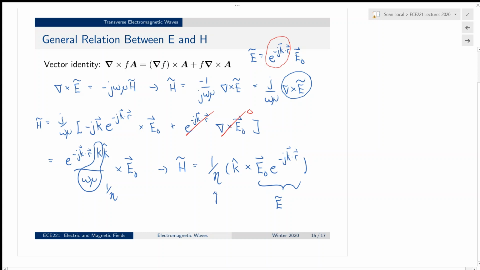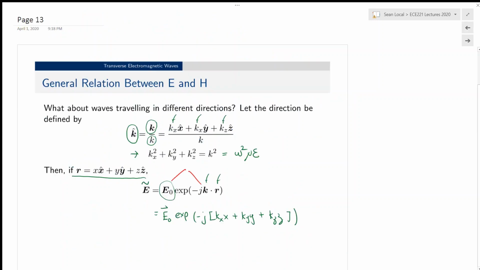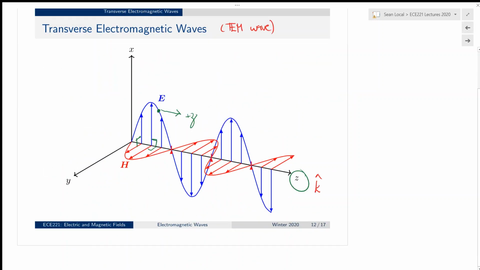So the cross product has the property that the vector resulting from the cross product is automatically perpendicular to the two vectors that you're taking the cross product of. So by construction, by definition, H tilde is perpendicular to both E tilde and k hat. Right? And this is the property that we saw associated with transverse electromagnetic waves here. H is perpendicular to E. H is also perpendicular to the direction of the vector wave number, k hat.